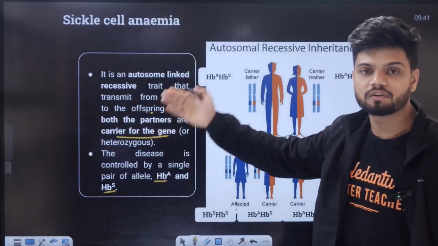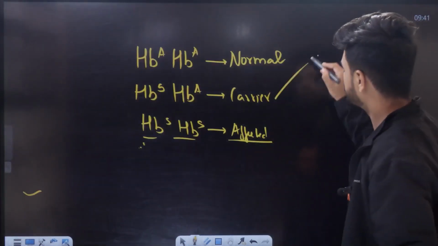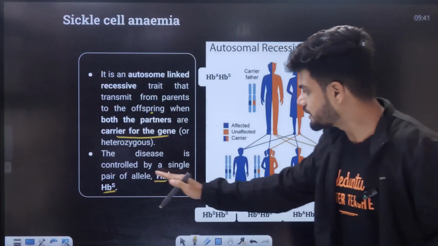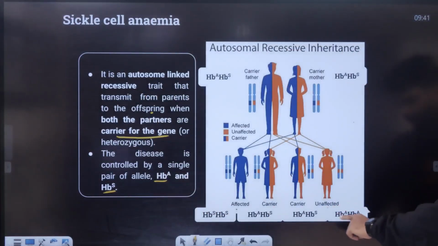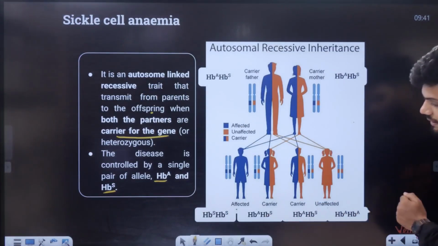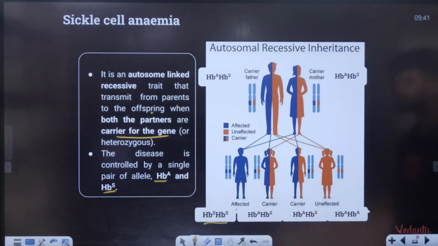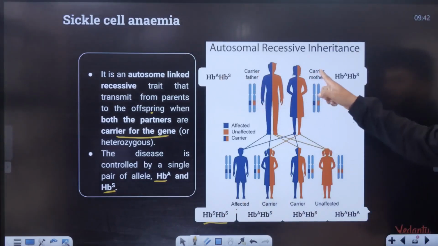Now the heterozygous condition will transmit from parent to the offspring. With the heterozygous condition, this person can transfer it to the offspring easily. The disease is controlled by a single pair of alleles, that is HBA and HBS. HBA unaffected. HBA, HBS, both of them are carriers. HBS HBS is affected. So the example given here is a carrier father and carrier mother.